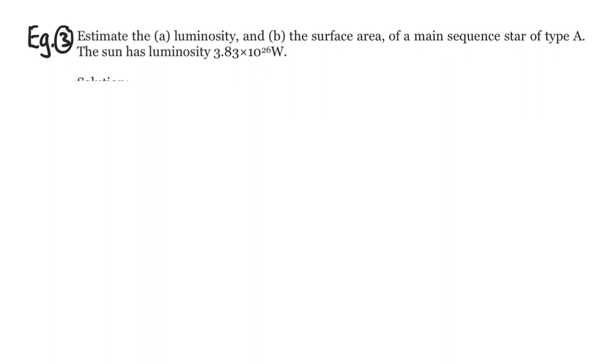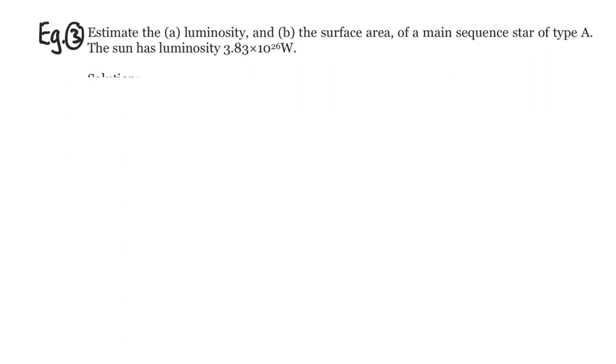So let's now do some mathematics. Let's look at a mathematical problem. It says, estimate the luminosity and the surface area of a main sequence star of type A. The Sun has a luminosity of 3.83 times 10 to the 26 watts. Remember, watts is the unit for power, the unit for luminosity, which is joules per second.